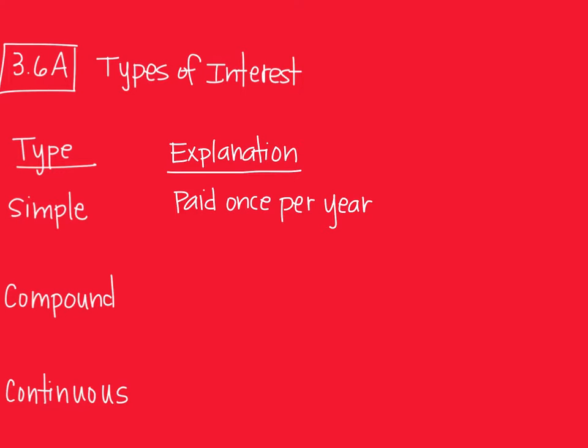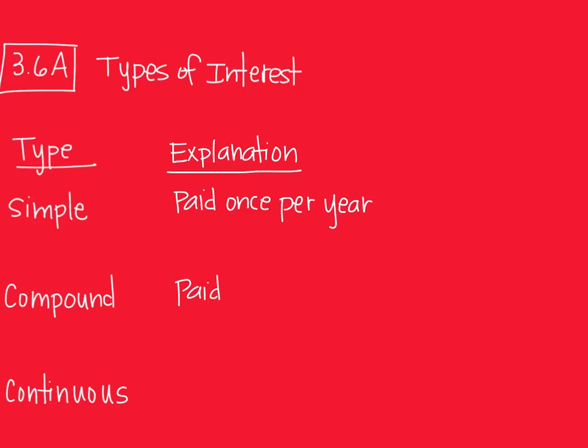Because most people don't have $6,000 just lying around, they plan and set a little bit aside every month. Now, depending on where you live, how large your home is, and the city that you're in, your property tax will be different. But that's an example. It's paid once per year. That's called simple.